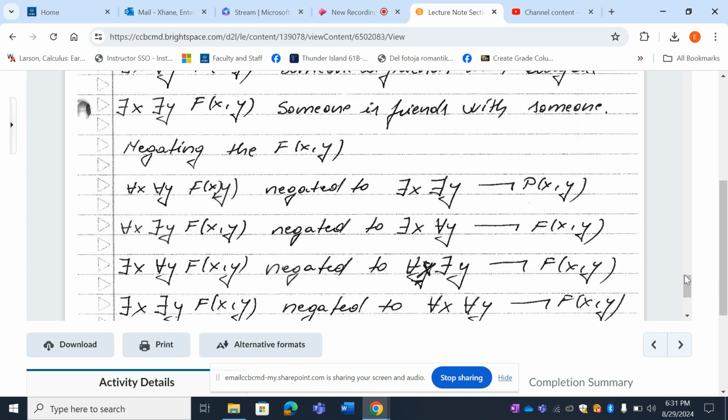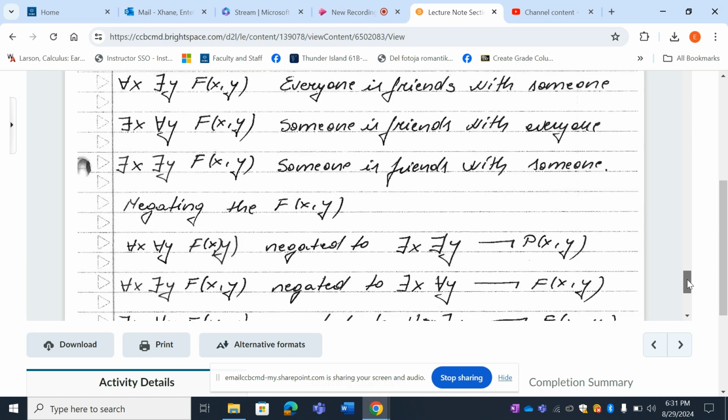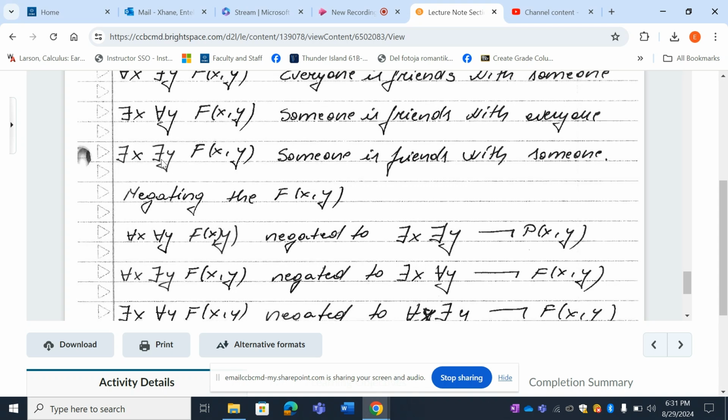So when you're negating the very first one, this becomes very similar to the last statement. So this is for all x, for all y, f of x y, negated becomes there exists an x, there exists a y, not f of x y. So you'll be able to find an x friend and a y that are not going to be friends with one another. So someone is not friend with someone.